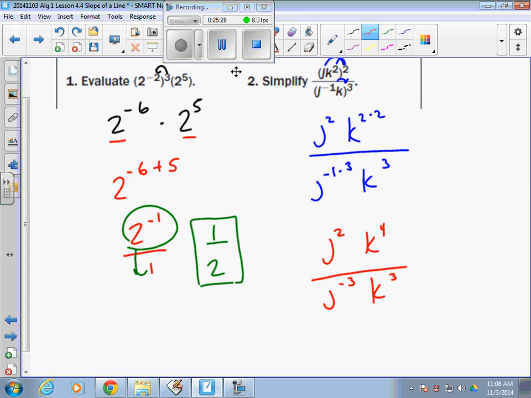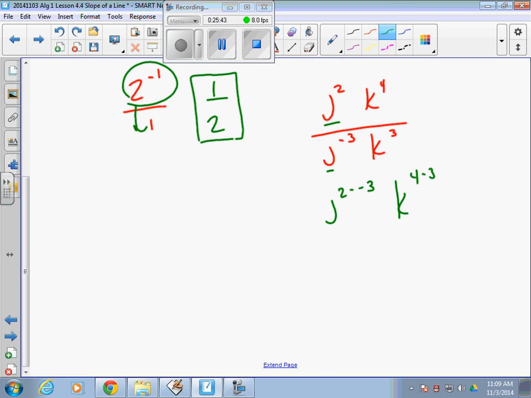And again, you have the same bases, j and j. J to the 2 minus a negative 3, which means plus a positive because it says divide by. K to the 4 minus 3 gives you k to the first power. And this one minus a negative gives you j to the fifth power. So j to the fifth power, k, because there's no reason to write it to the first power.